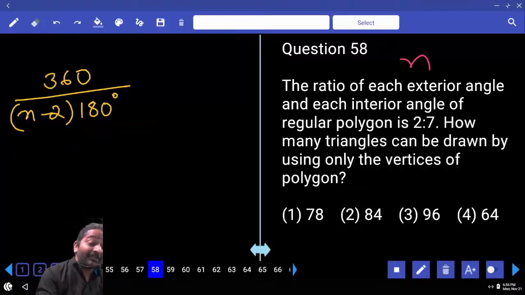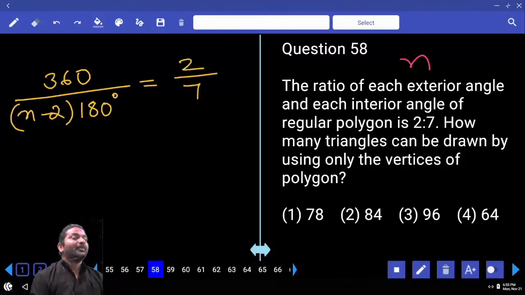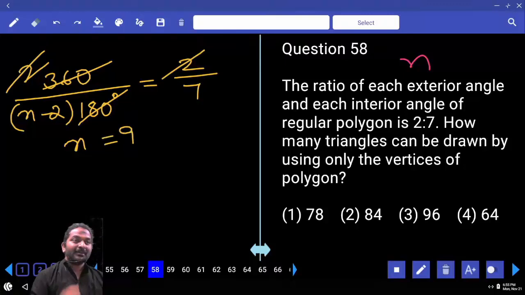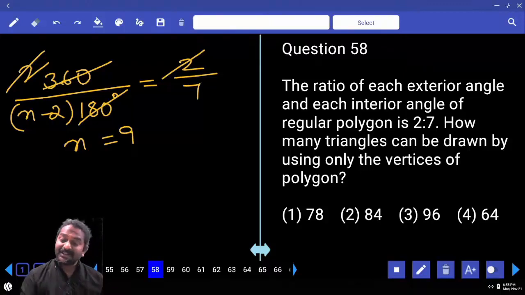Right. And we were given the ratio of this is equal to 2 by 180 how many times? 2 gets cancelled. N minus 2 is equal to 7. N is equal to, what does 9 say? Number of sides or vertices, correct? Using that, that's not the question.